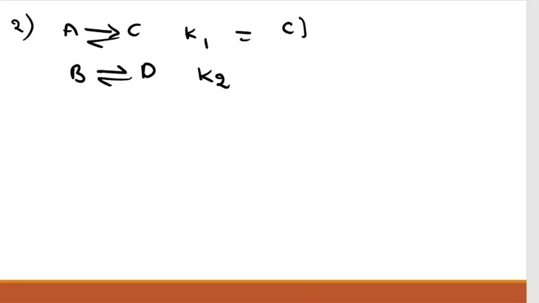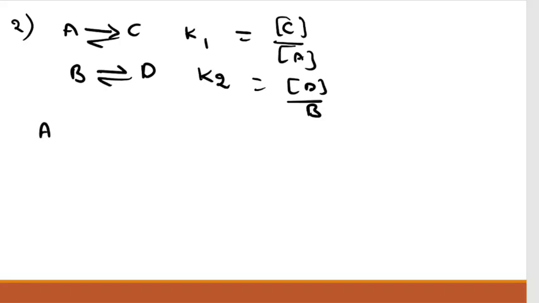I am going to consider a reaction, A gives C. Let us suppose that K1 is the equilibrium constant for this reaction. And let us consider another reaction, which is B gives rise to D, and let us say K2 is the equilibrium constant for this reaction. What is K1? No doubt, C by A. What is K2? D by B.